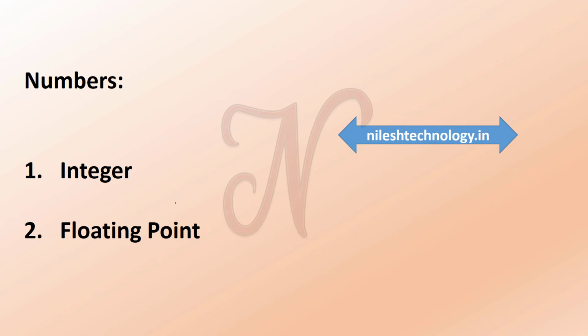So the next one is numbers. Generally there are two kinds of numbers available in Python: integer and floating point. Integers are whole numbers, and floating point are numbers with a decimal point. Okay, so now we go into program mode. I will open Jupyter.